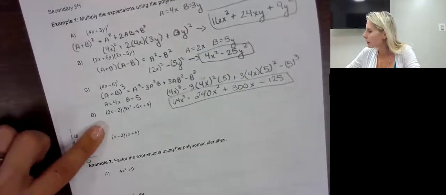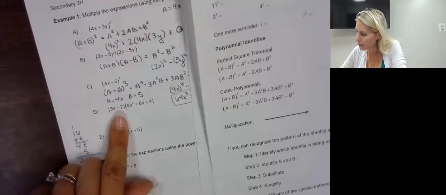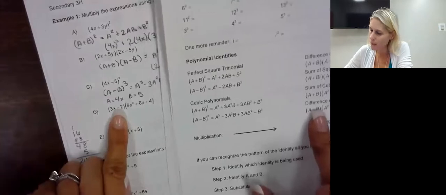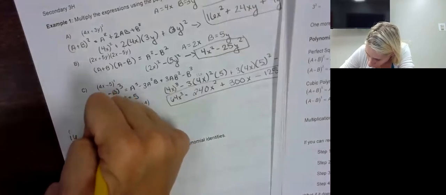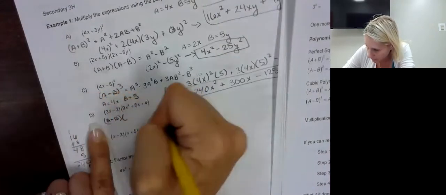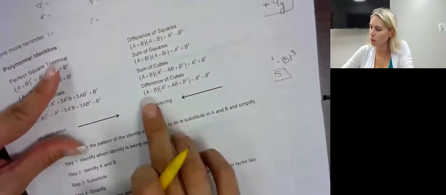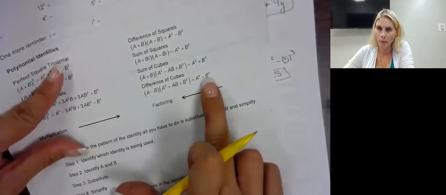Okay, now D here. I'm going to look at this. I have an A minus B. So here is our difference of cubes. Okay, so this is A minus B. And then I know that this is the rest of the polynomial. But what I want to show you is with this rule is really all I need is that A and B.